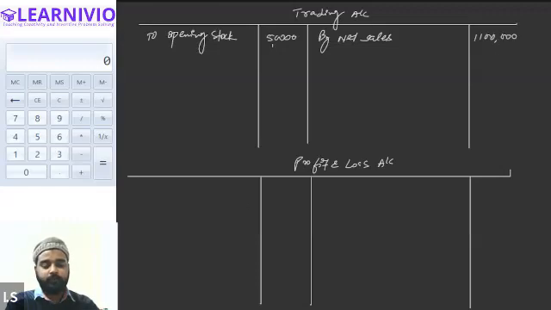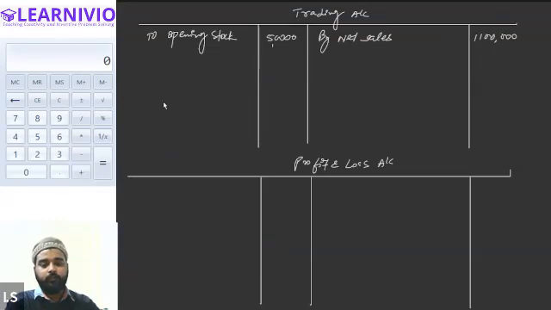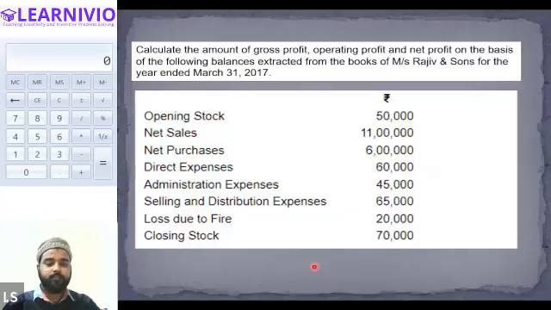Okay, next item, net purchases. Net purchases will be recorded on the debit side of the trading account. To net purchase, 6 lakhs. Okay. After net purchase, we have direct expenses. All the direct expenses are recorded in the trading account, right? So direct expenses 60,000 will be recorded on the debit side of the trading account.